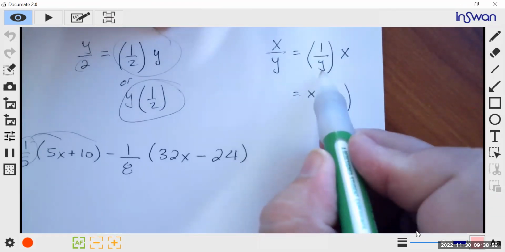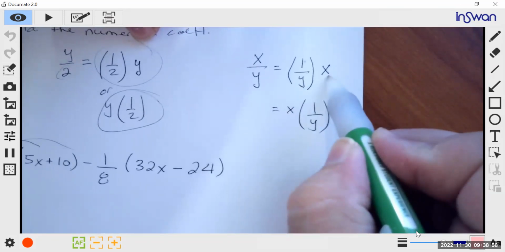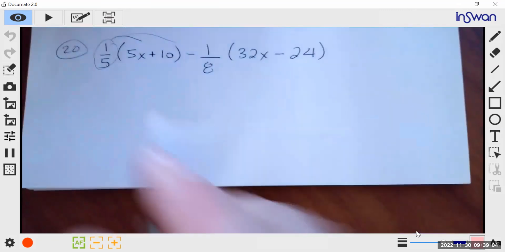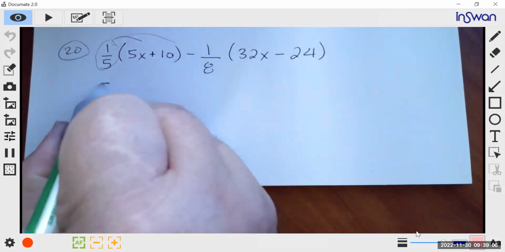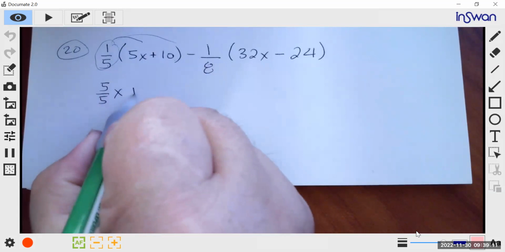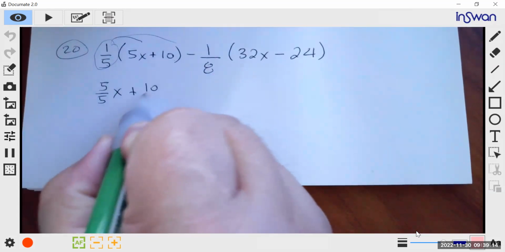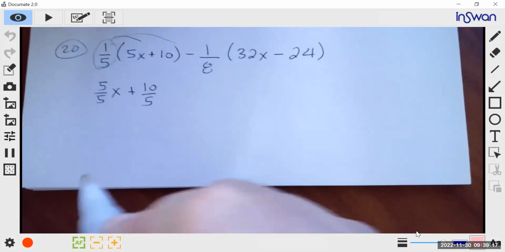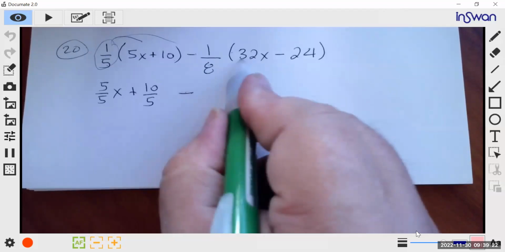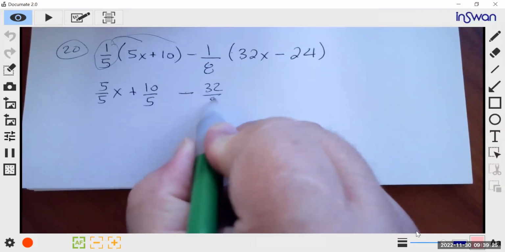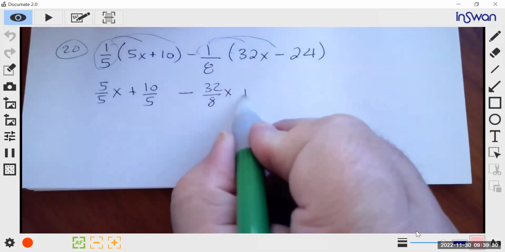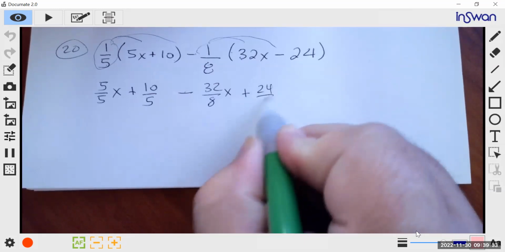Like we said here, if you have a fraction times a number, you could just put it as a fraction. So 1/5 times 5 is 5/5 x. Positive and positive. 10/5. Negative times positive is negative. 32/8x. Negative times negative is a positive. 24/8.